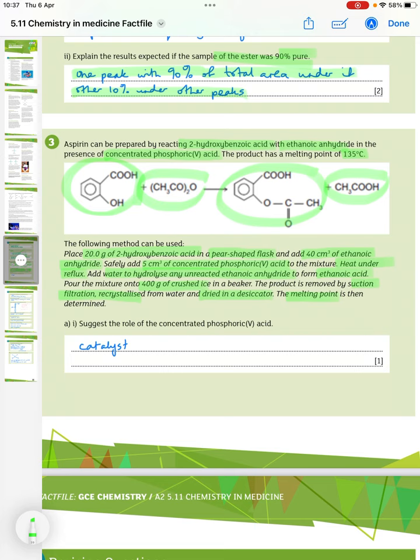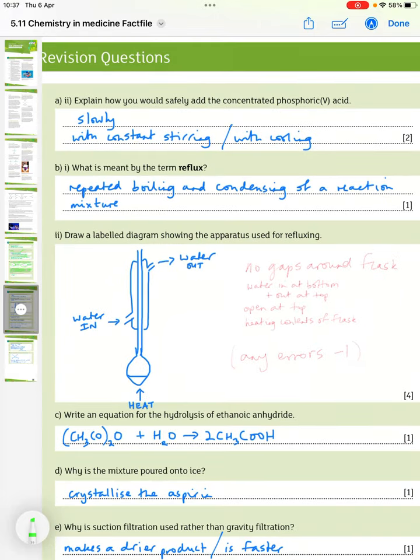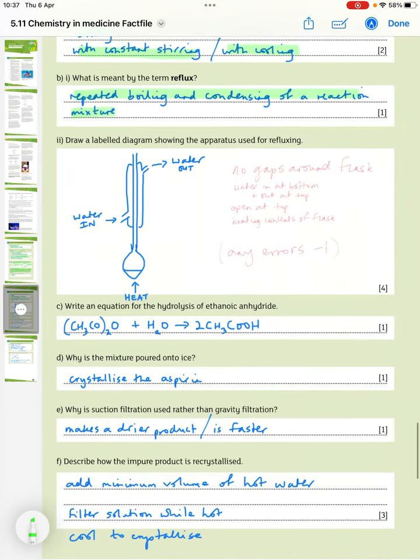So suggest the role of the concentrated phosphoric acid. Well, it's there as a catalyst. Then explain how you would safely add the concentrated phosphoric acid. You would do it slowly, and then the second mark is either for with constant stirring or with cooling. And what's meant by the term reflux? So it's repeated boiling and condensing of a reaction mixture.